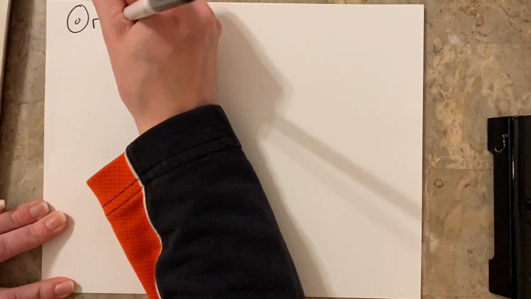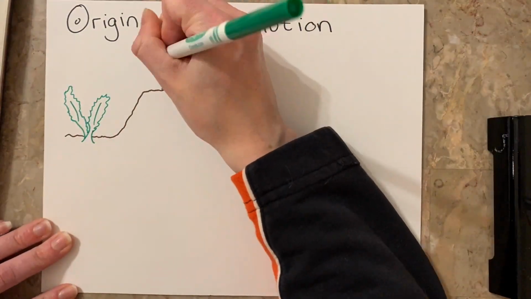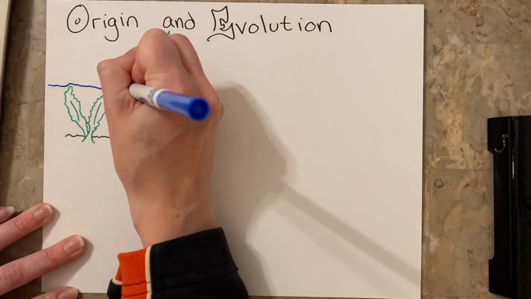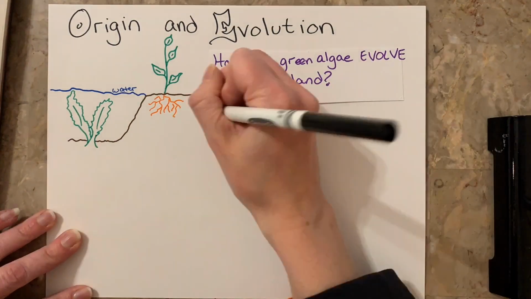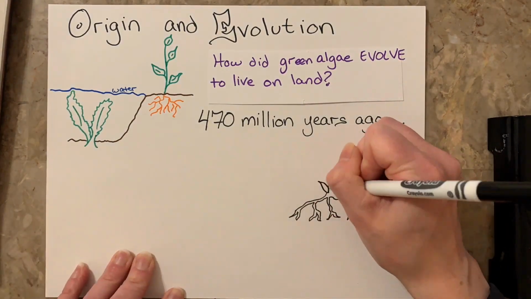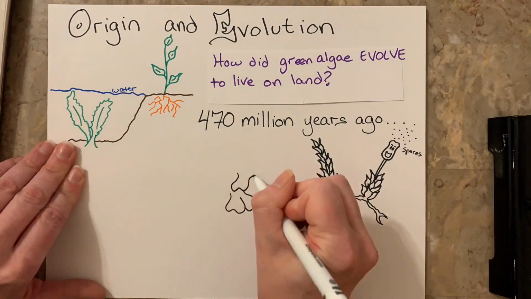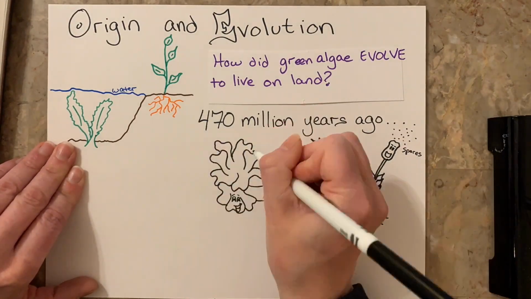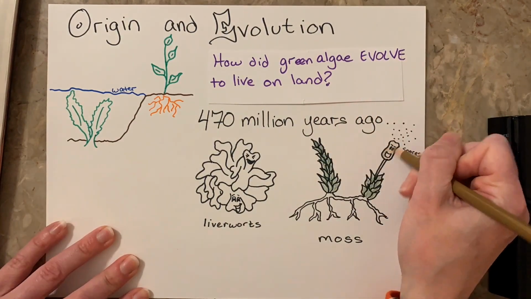The origin and evolution of plants. At the beginning, life was confined to water. The first plants evolved from freshwater green algae. So, how did green algae evolve to live on land? Well, 470 million years ago, plants like moss and liverworts decided that they were going to live on land, albeit in very moist environments.